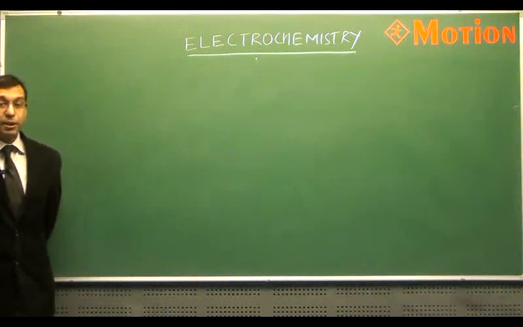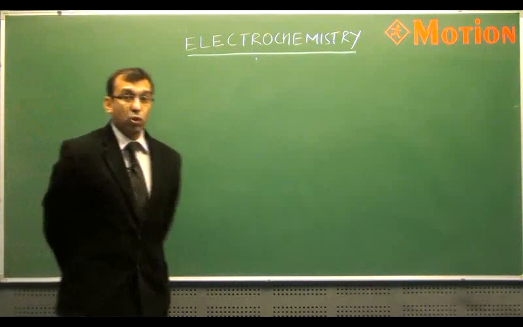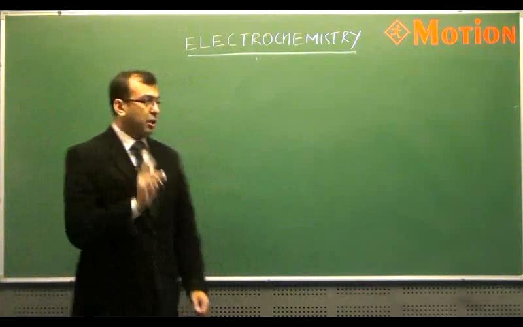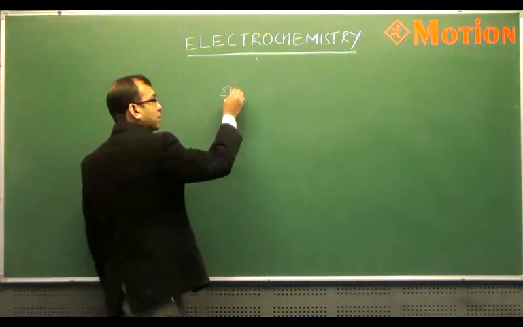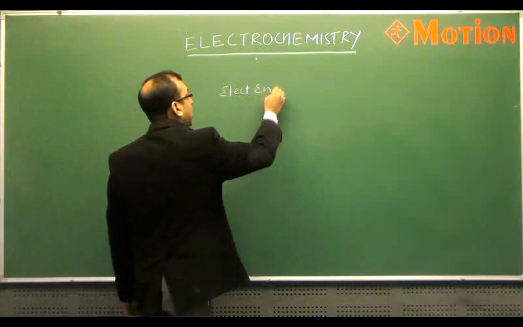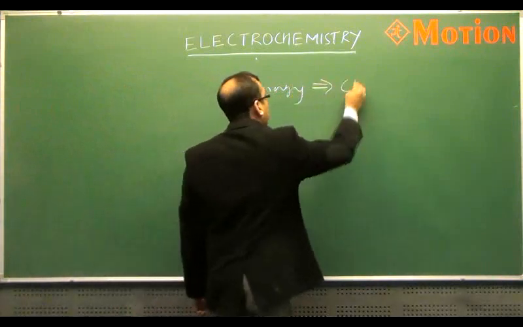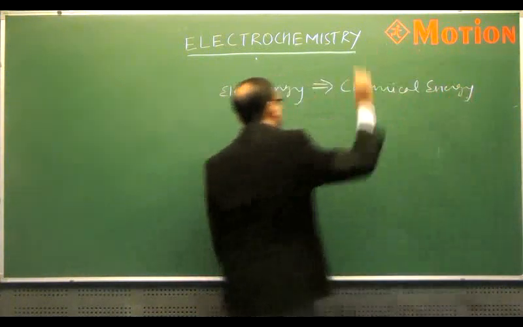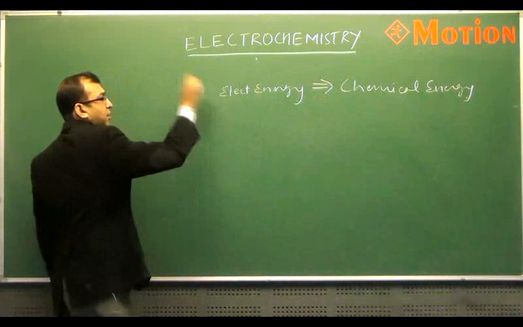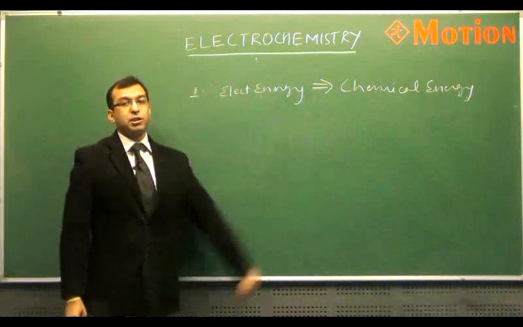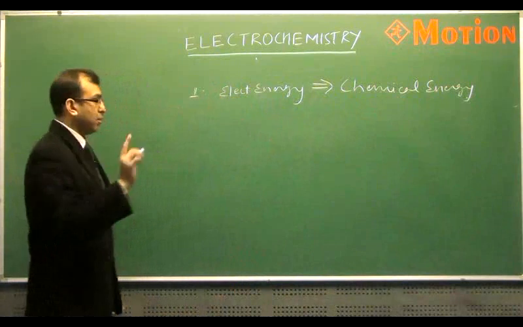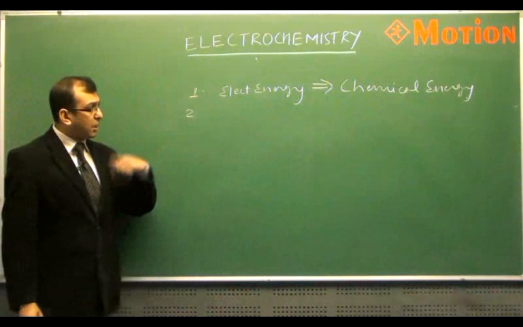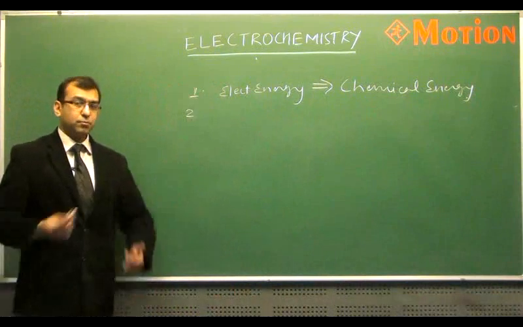Electrolytic cell is a device which converts electrical energy into chemical energy. Point 1. Second, what exactly is an electrolytic cell? How does it convert electrical energy into chemical energy?